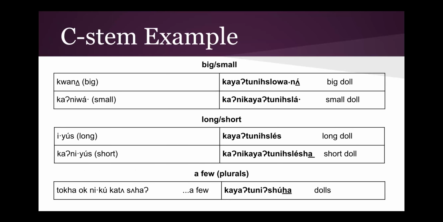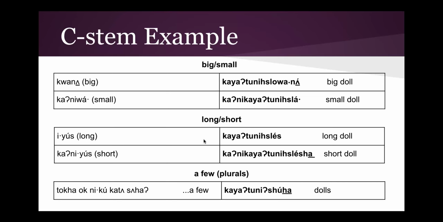So here's our C-stem example with Gayat Duni, the doll. Gayat Duni Sloana, a big doll. Ga ni gaya duni sla, a small doll.